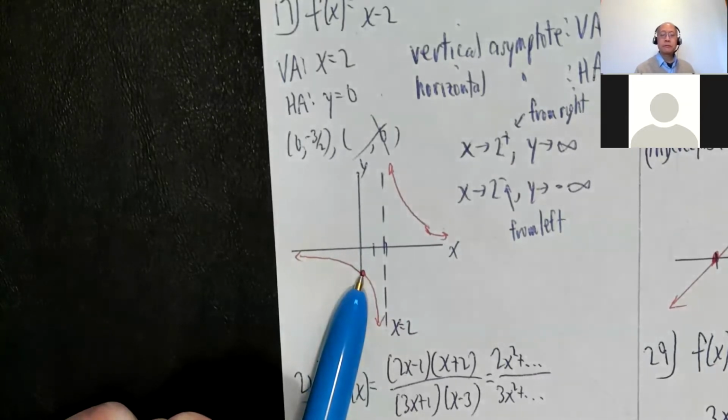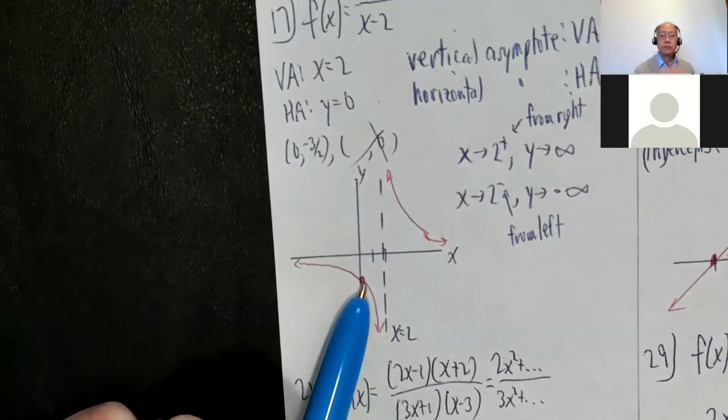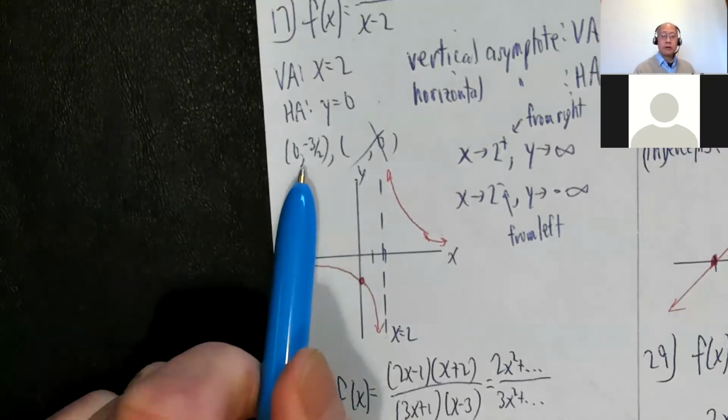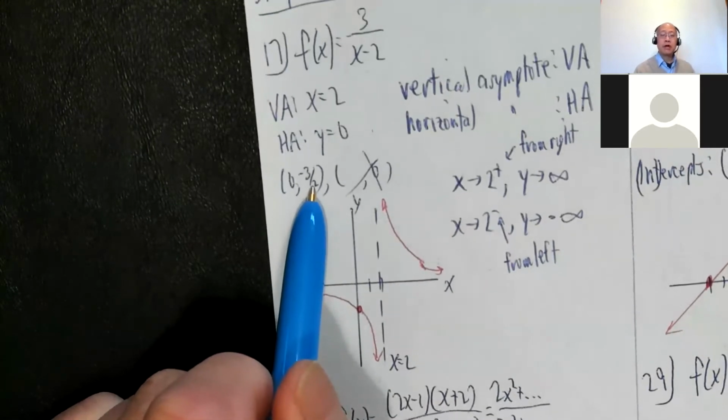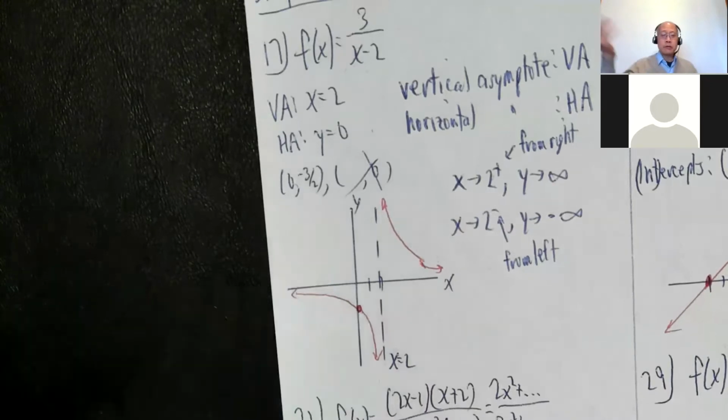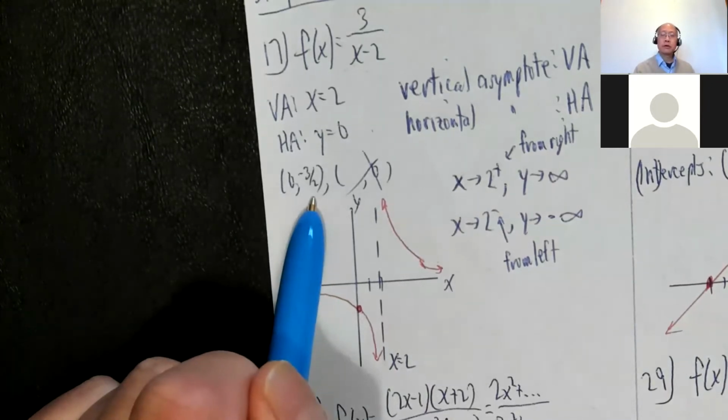On tests and stuff like that, how many points would you like? Can we just have one point on there? You mean for the intercepts? Yeah, there is only one, so you have to put that down. Yeah, that would work. Okay.